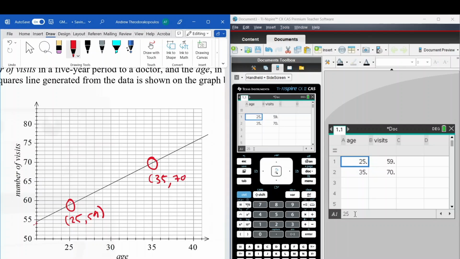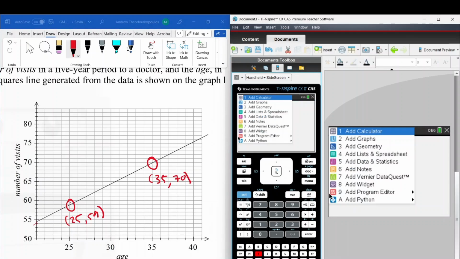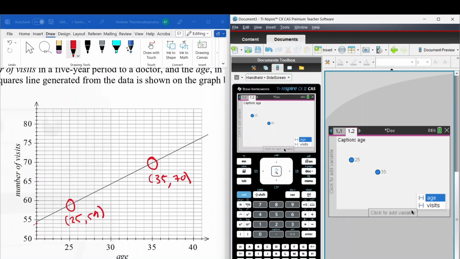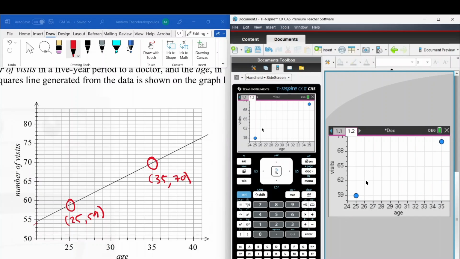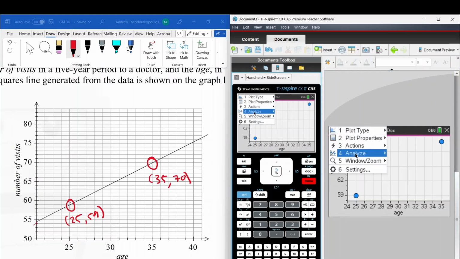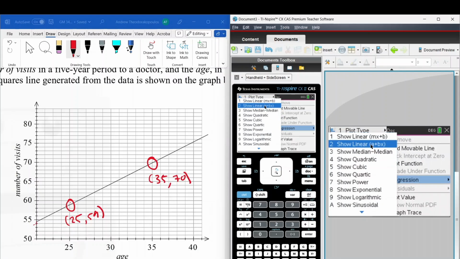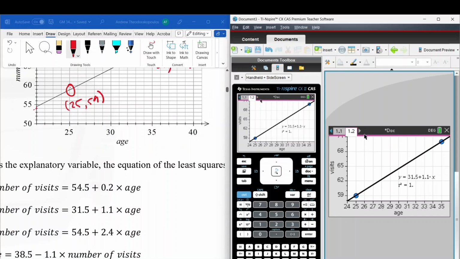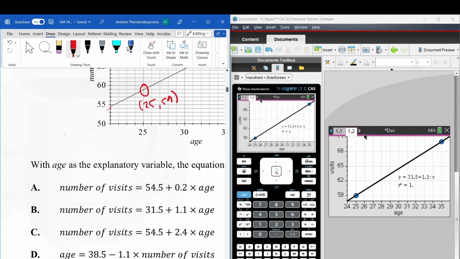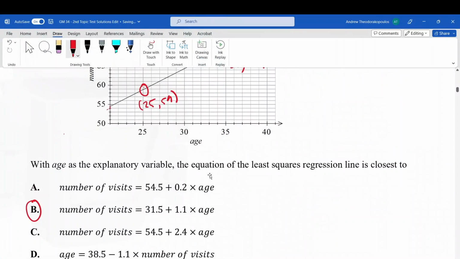So all I'm going to do is put that in my calculator and make sure we give it the right titles, age and visits. Then we're going to press Control I, go to Data and Statistics, and put the right variables in. Age is at the bottom, and visits on the side. Now we can see the line taking form. We just need to create that line, so we're going to create a linear regression. And this here, if you do it as accurately as possible, is exactly option B, 31.5, and the slope at 1.1. So that's just another way to do it.